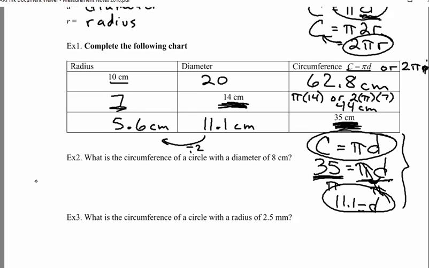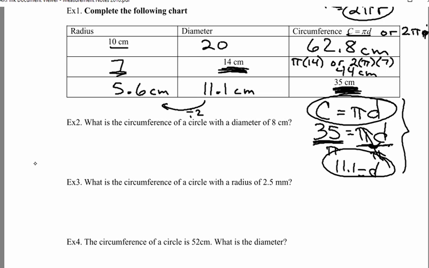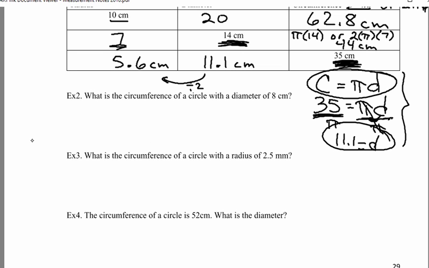So we can solve for an unknown by using an expression, equation, and a little bit of algebra. Let's take a look. What is the circumference of a circle with a diameter of 8? Well, if the diameter is given, circumference is pi d. Start with a formula.